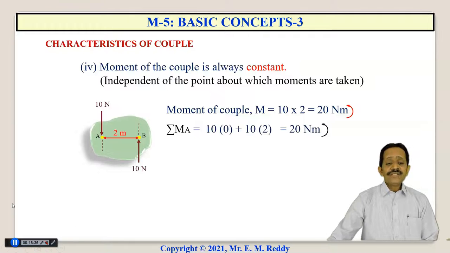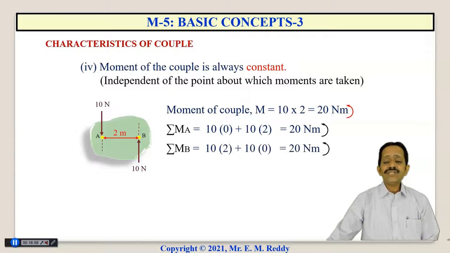Now if you take the moment about point A, we have seen that the resultant moment about point A is 20 Newton meter anti-clockwise. Moment of this 10 about A will be 0. Moment of the other 10 Newton is 10 into 2, 20 Newton meter anti-clockwise. Now if you take moment about B, again you are going to get it as 20 Newton meter anti-clockwise. Here the moment of 10 Newton force which is acting at A about B is 10 into 2, 20 Newton meter anti-clockwise. The moment of this 10 will be 0 as it is passing through point B. So again 20 Newton meter anti-clockwise.